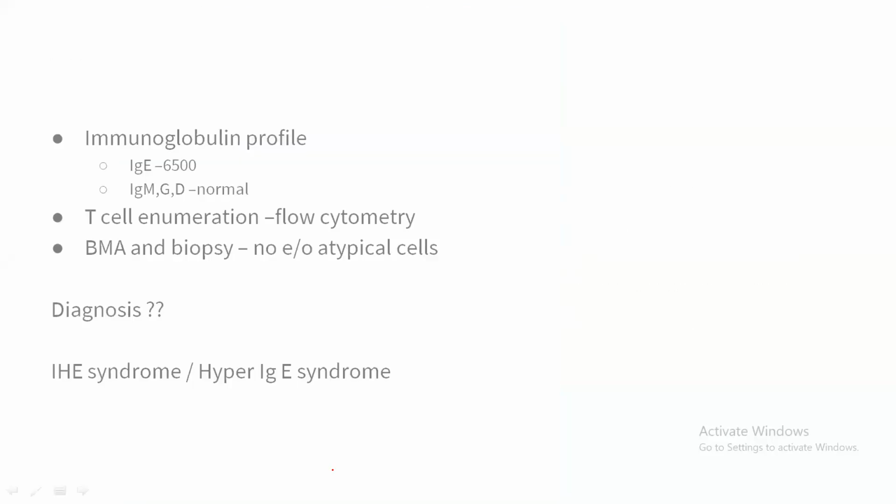So the approach is this child, we did the further workup, the immunoglobulin profile. She had 6,500 as the IgE level, but the other immunoglobulin profile was normal. And flow cytometry basically to look at any lymphocytic abnormality. The T cells were a little low in number, but it was not so significant. Bone marrow didn't have any atypical cells. So she had a hyper IgE syndrome.